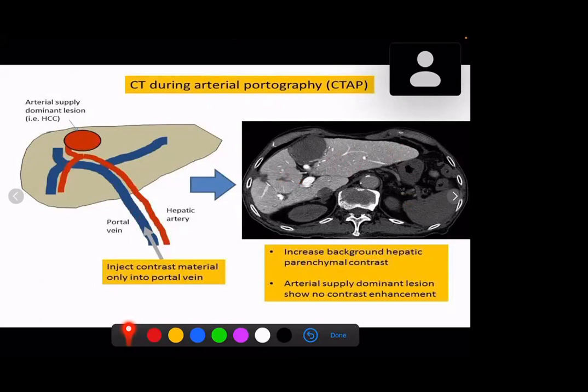So as we can see here, the liver is contrast enhanced, and the arterial dominant lesion here shows no contrast enhancement. And also to evaluate if this tumor can be treated, we can use hepatic artery embolization as a treatment method for this lesion, because there will be no infarction of the liver because of its dual blood supply.